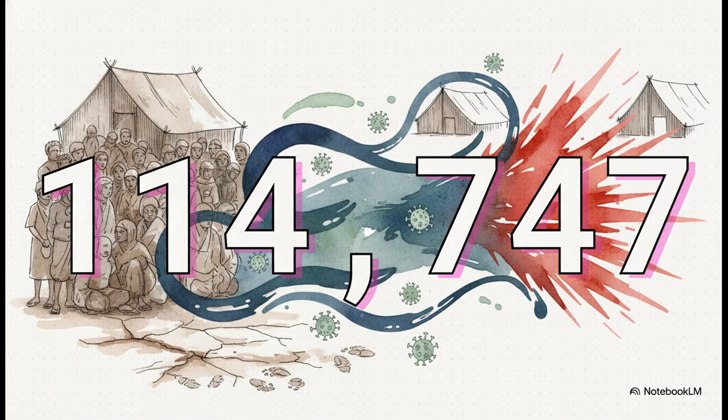Take a close look at this number right here, 114,747. That is the exact number of displaced individuals who were forced into just 401 government emergency shelters. When you pack that many terrified, displaced people into temporary accommodations, severe overcrowding is just unavoidable. And in these highly concentrated, stressful spaces, poor hygiene skyrockets the disease risk. It acted as a massive catalyst for the explosive spread of cholera.